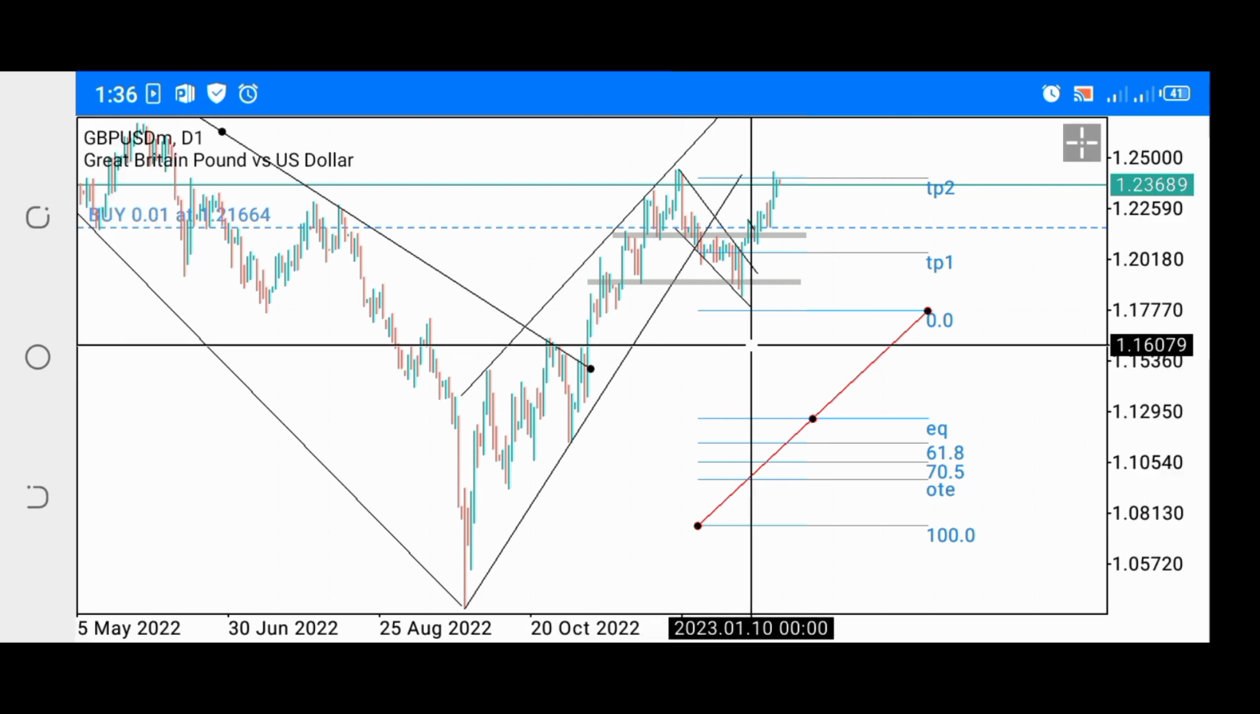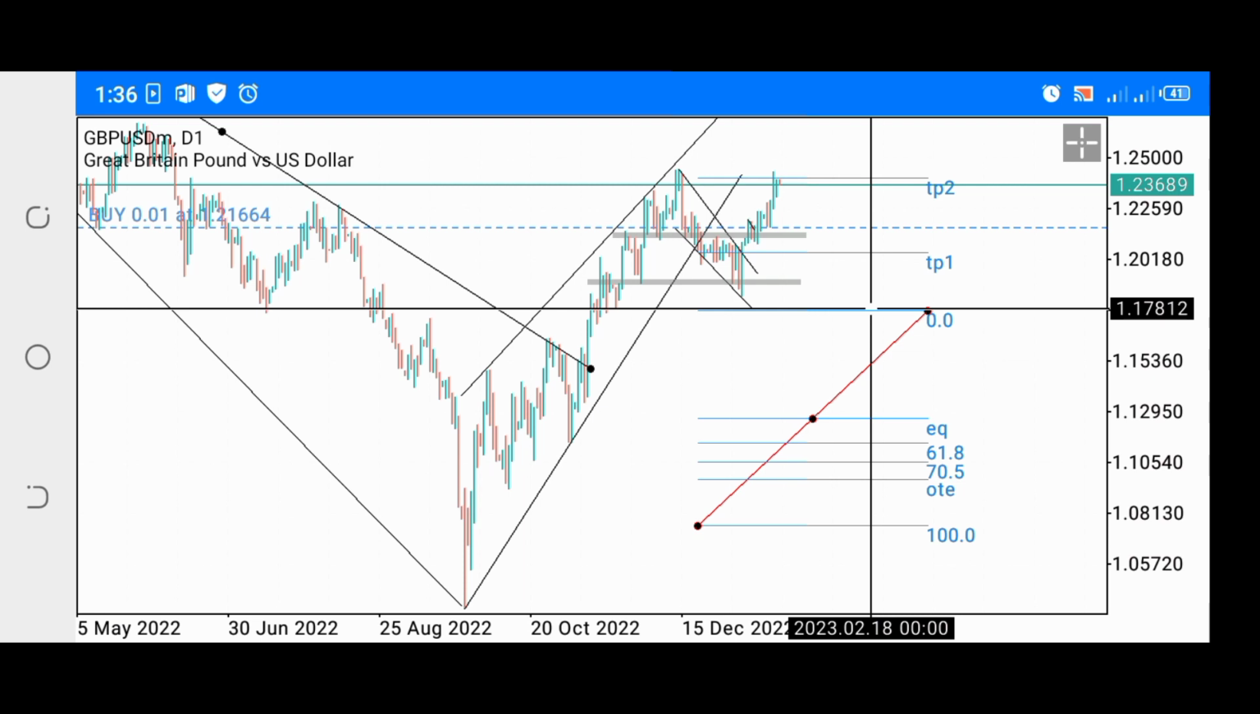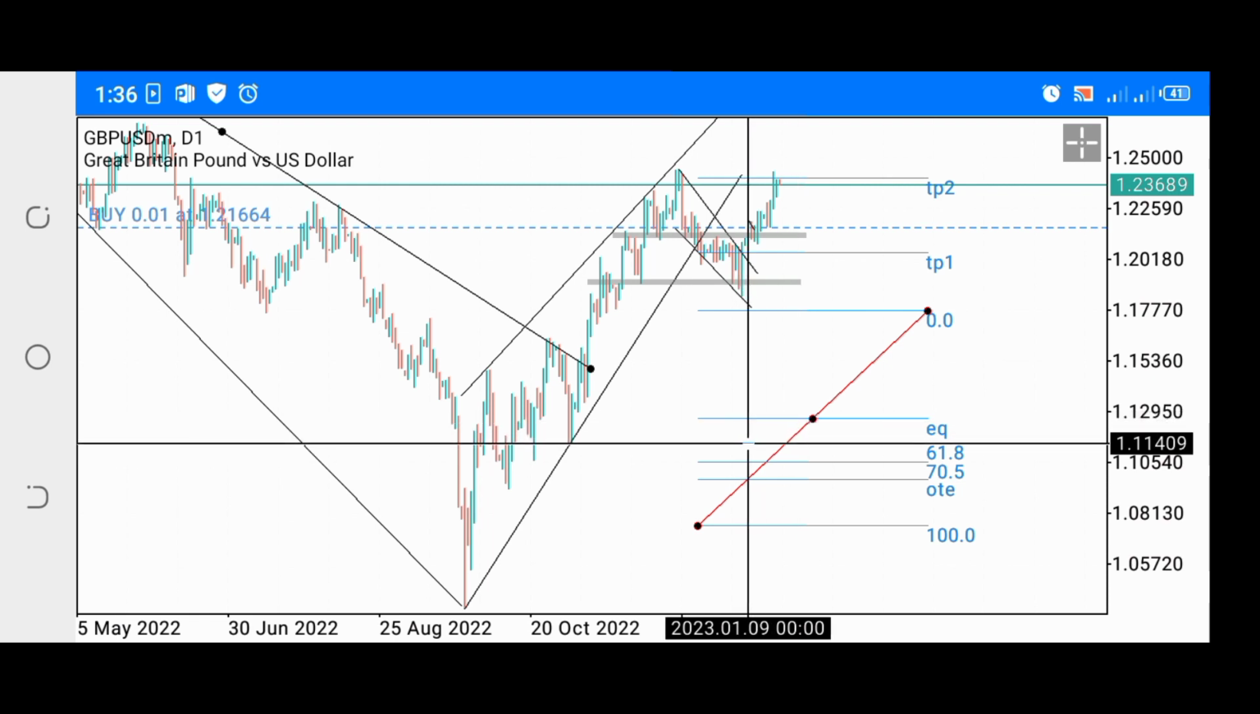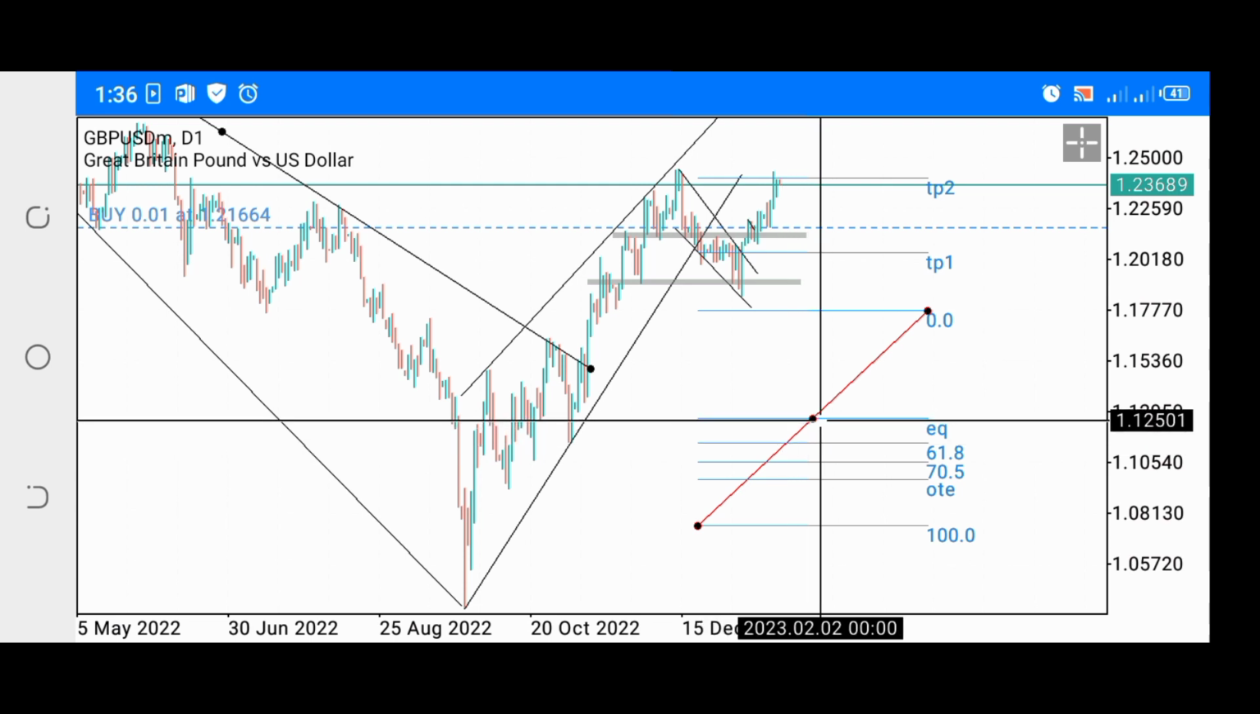So we have the zero, of course, everyone knows that. Then we have equilibrium. Equilibrium is the 50% level. Equilibrium is fair value. Equilibrium is fair market value. Then if you're below equilibrium in a buy side market, that's a discount market. You're in a discount market. So we have the 61.8 level. Between the 61.8 level and the 50 equilibrium, that's our golden area. That is our golden area.